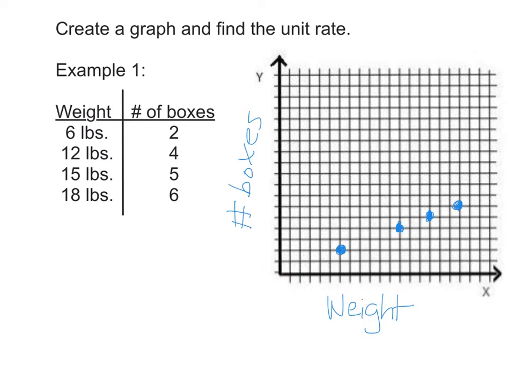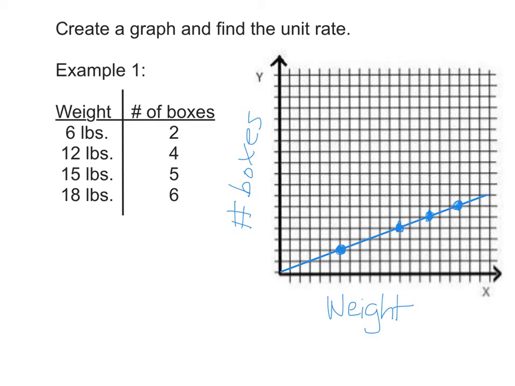Now, one of the things that we want to do is draw a straight line starting at our origin and going through all of our points. When we draw the line, this is what our graph would look like. So we've accomplished the first part of our assignment. We have graphed the data. Now we need to find the unit rate.